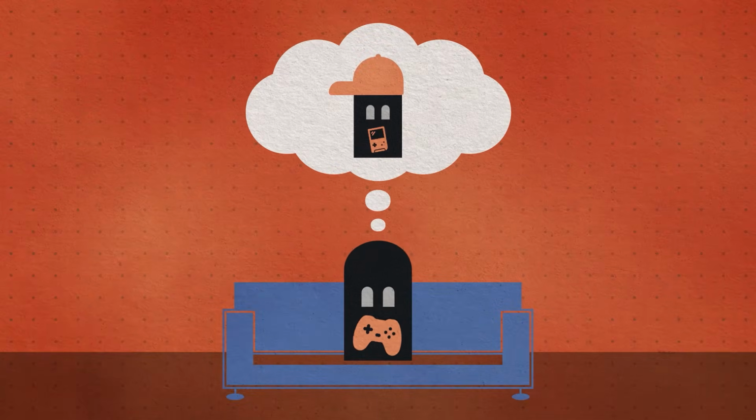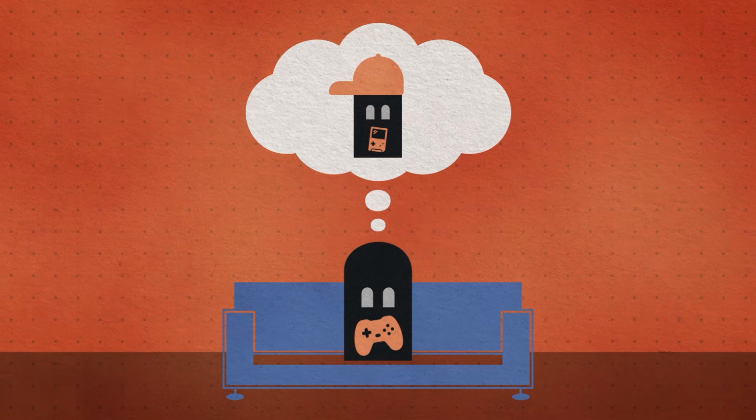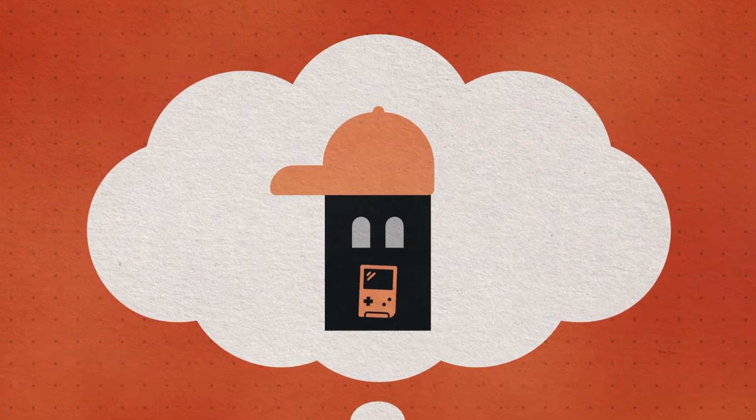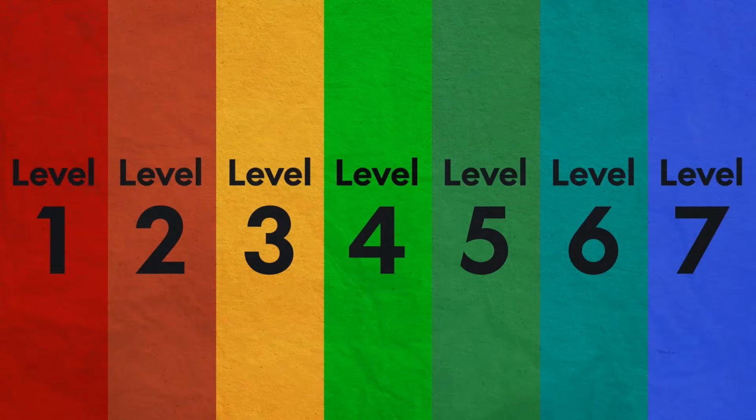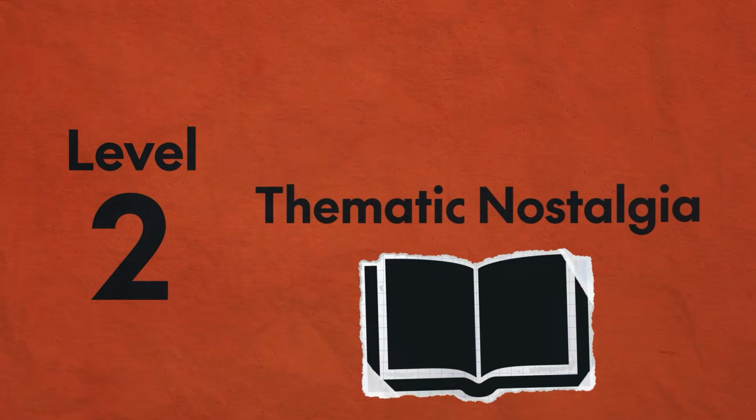So, when this technique is done well, you're creating a comforting, feel-good experience that makes you recall your most cherished gaming memories. So, some games use nostalgia as a hook. Others treat it as the actual subject matter. This is level 2, thematic nostalgia.